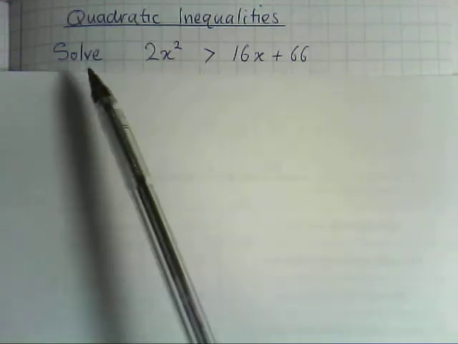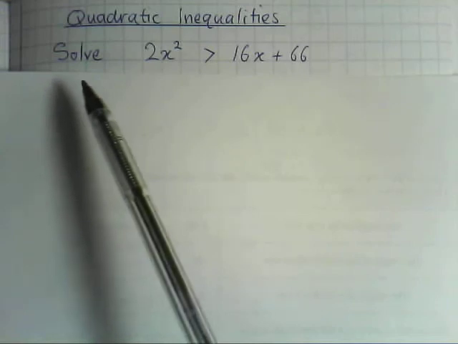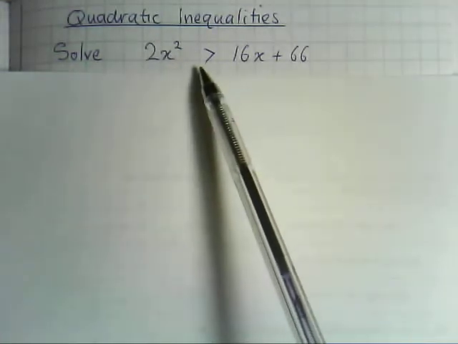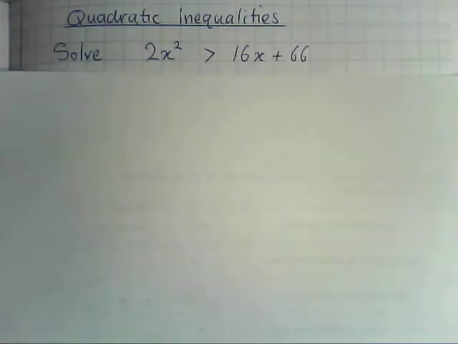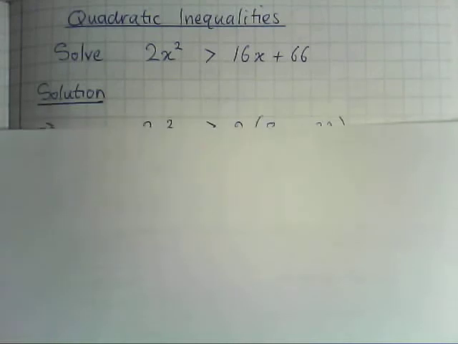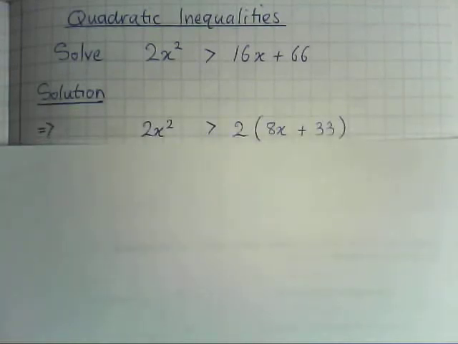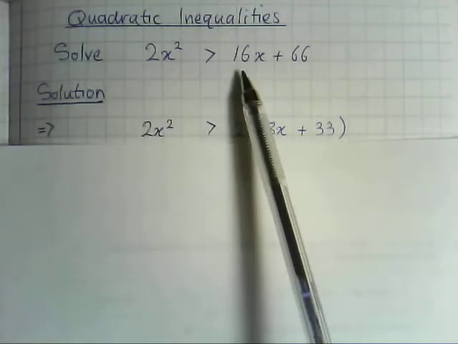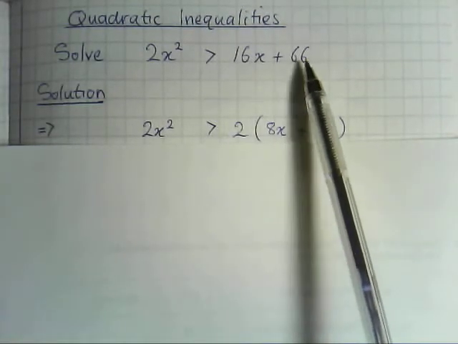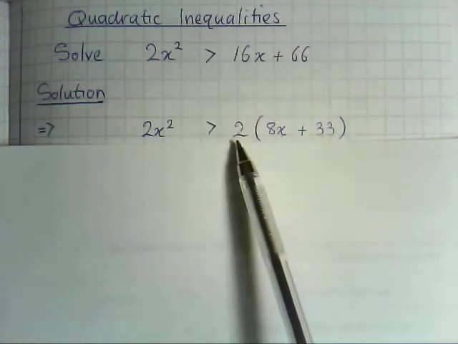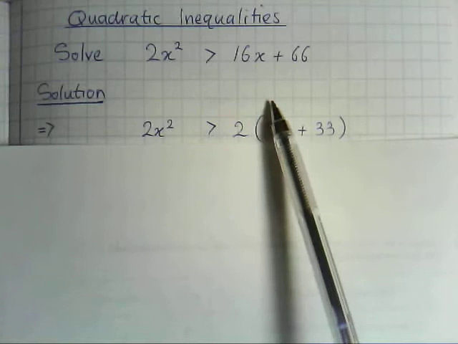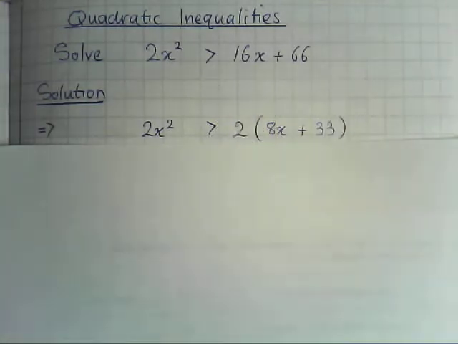In this question, we're asked to solve the quadratic inequality 2x squared is greater than 16x plus 66. So how would we go about trying to solve this? Well, let's write out the equation in a slightly different way, because you may have spotted that 16 and 66 are even numbers. So we can factorize this and extract out a 2 and put the rest in brackets.